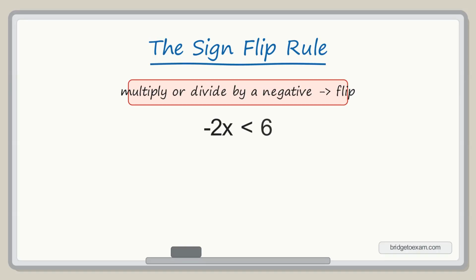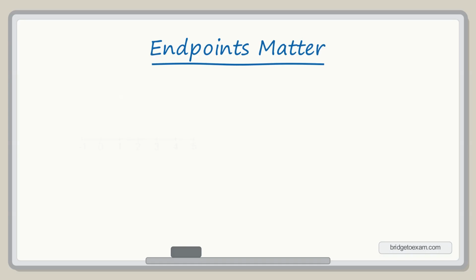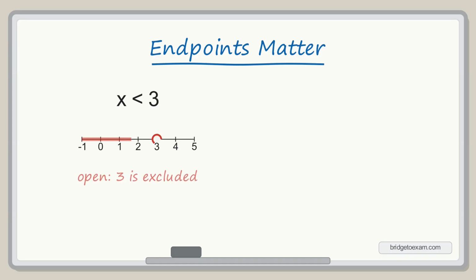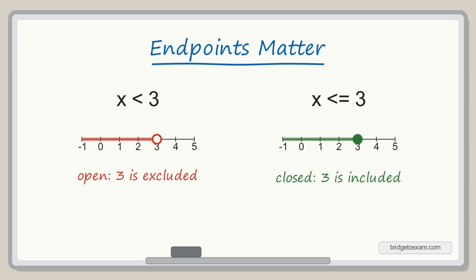From negative 2x is less than 6, dividing by negative 2 changes less than to greater than, so x is greater than negative 3. An inequality describes a set of values. Strict symbols use an open endpoint because the boundary is not included. Less than or equal to and greater than or equal to use a closed endpoint because equality is allowed.